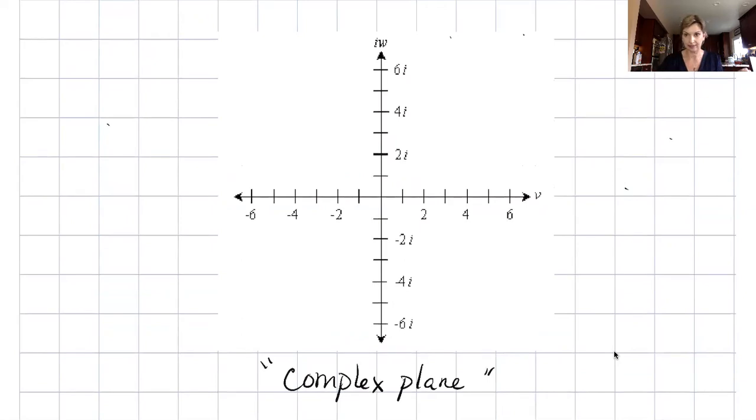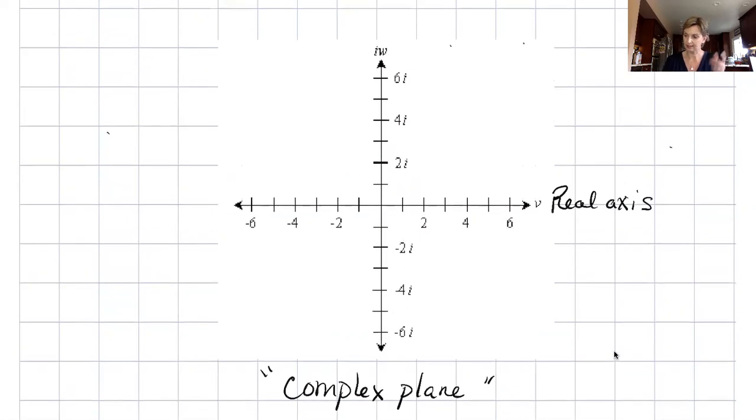So the x-axis is now going to become our real axis. That's where we're going to do the real part of our numbers. And the y-axis is going to become our imaginary axis. They're actually going to work the same as when they were just x and y axes. So the real axis is going to have positive real numbers to the right, negative real numbers to the left, and the imaginary axis is going to have positive numbers going up and negative imaginary numbers going down. In that way it still works exactly the same.